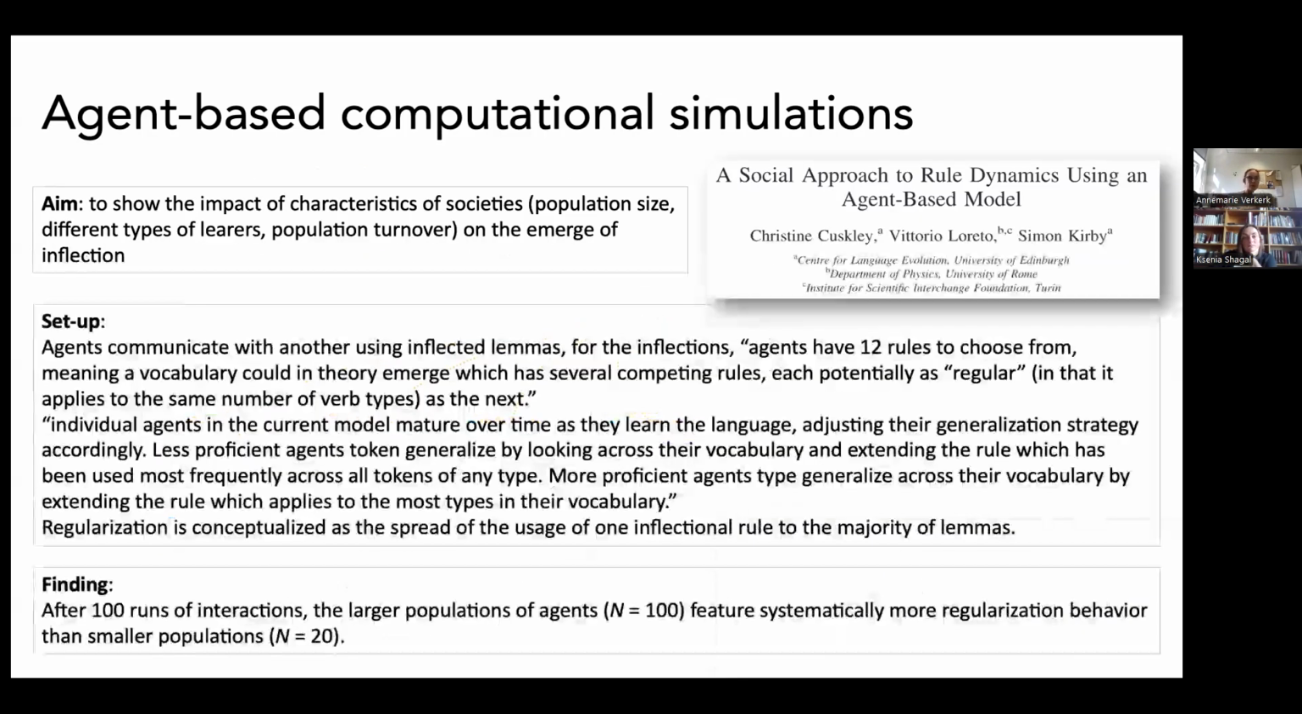And what they find is that after long runs of interactions, and they also manipulated the size of the populations of agents. So for example, if you have 100 agents in your population, you have systematically more regularization behavior than if you have smaller populations. So in smaller populations, you can get away with having irregular past tense marking, but you cannot do so in larger populations of agents. So this is, of course, even further away from studying language variation in all its glory, because it's being done on a computer.